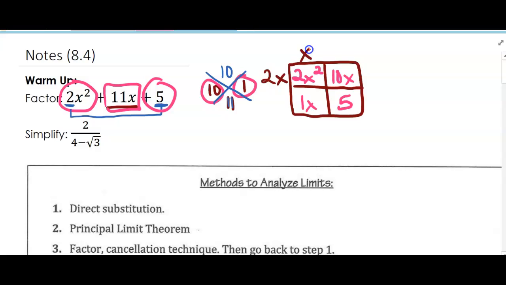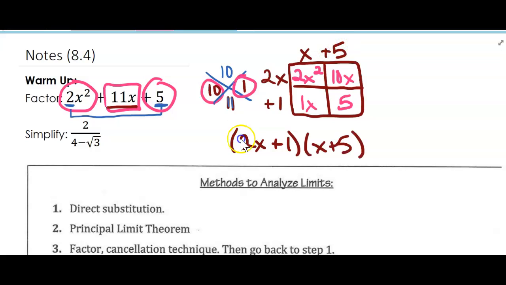You'll go ahead and do the same thing for the rest. On this bottom row, 1x and 5, those don't share anything in common, so we're just going to pull out a 1. And then in my last row, those both share a positive 5, so that our factors are 2x plus 1 and x plus 5. And there we go. We have factored this quadratic.